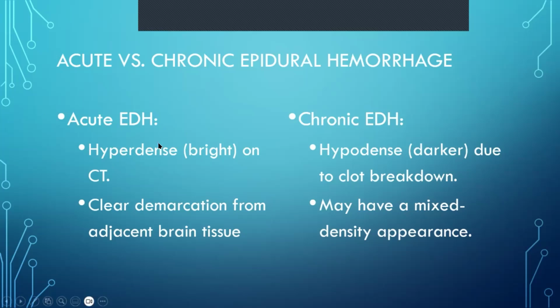So the acute epidural hemorrhage is hyperdense or bright on CT, and the chronic tends to be hypodense or darker due to clot breakdown. And with your acute epidurals, you have clear demarcation from the adjacent brain tissue, but in a resolving or chronic epidural, you'll have a mixed density appearance. So let's have a look and see what that looks like.